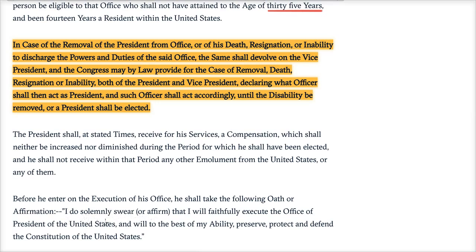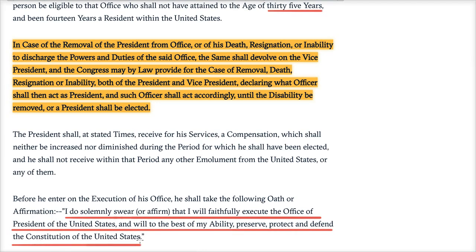I do solemnly swear or affirm that I will faithfully execute the office of the President of the United States, and will to the best of my ability preserve, protect, and defend the Constitution of the United States.